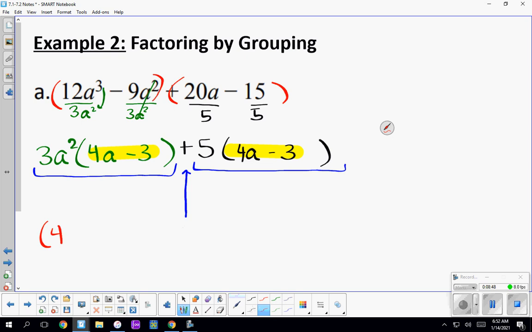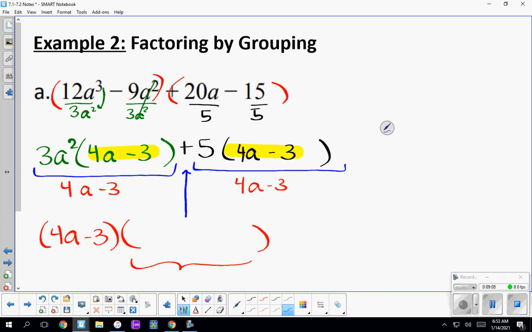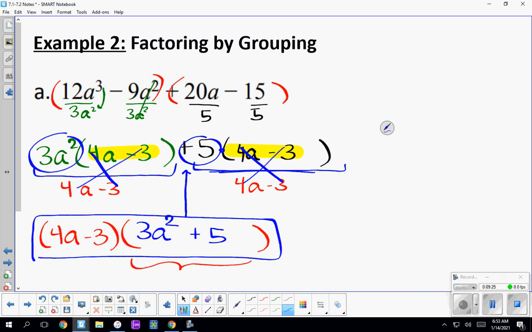So if I factor out this 4a minus 3, remember my answer is going to go over here. So this is kind of where I put my answer. And when I factor it out, I divide each of my original terms by whatever I'm factoring out. Okay? And we can divide because this whole yellow term is being multiplied. And division cancels with multiplication. So that's why those are allowed to cancel. And the same thing here. And so I'm left with 3a squared plus 5. And again, we could now FOIL this to get way back up here to that original problem.